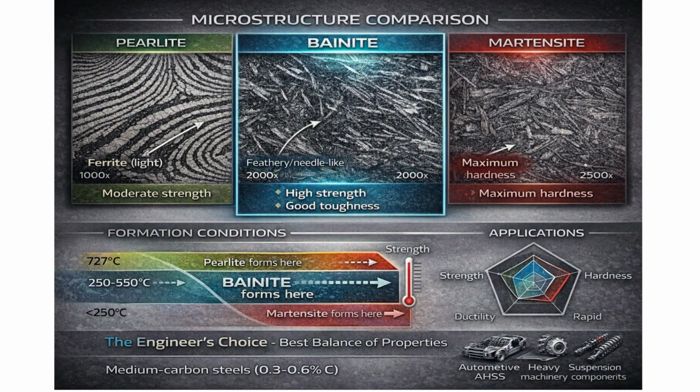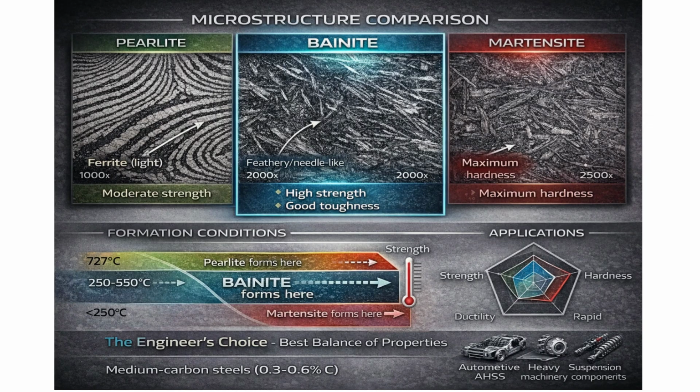Bainite is the phase that modern metallurgists love. It forms when you cool steel at a controlled rate through temperatures between 250 and 550 degrees Celsius, faster than pearlite formation but slower than martensite. Under the microscope, bainite has a distinctive feathery or needle-like appearance. It's composed of fine ferrite needles with tiny carbide particles distributed throughout.